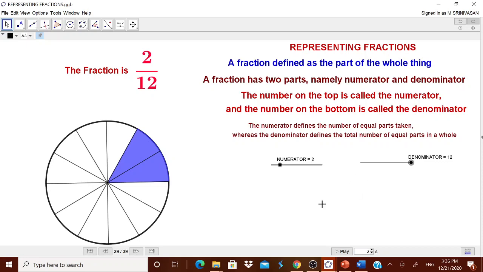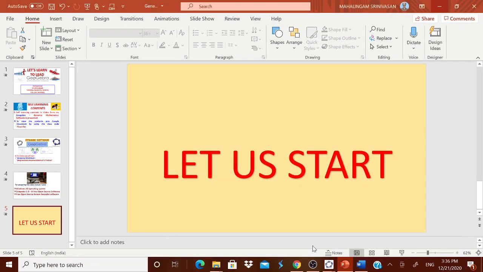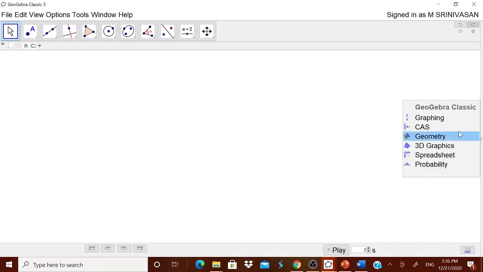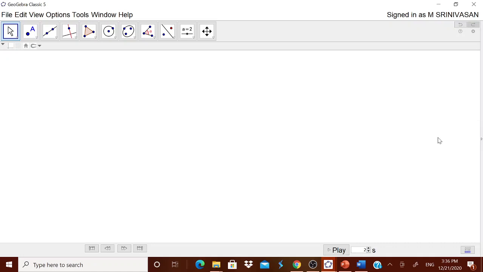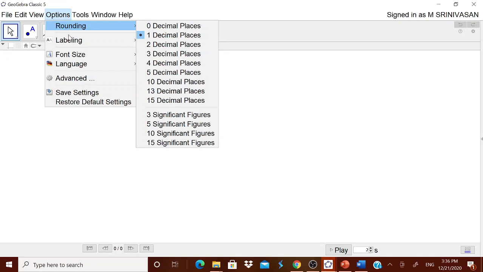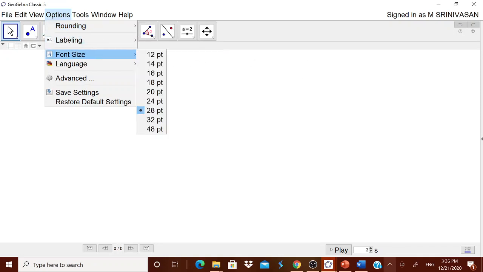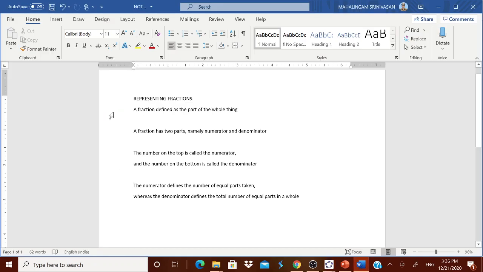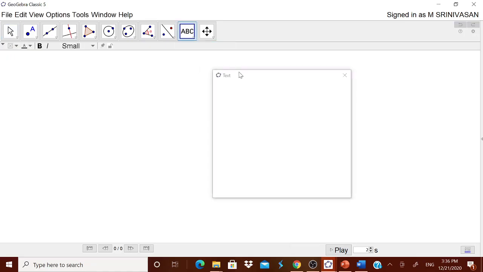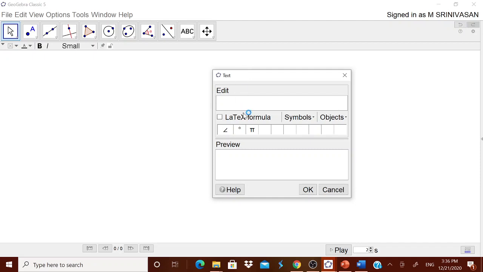Okay. Let us try to design this dynamic worksheet from scratch. For that, I have taken the GeoGebra Classic worksheet, and I have taken the geometry view. Okay. And in the options, I have taken rounding off to 1 decimal place, and labeling, I have taken new points only. Now, I think it is always better to explain to the children with your dynamic worksheet some kind of text. If it is there, the child will enjoy it.